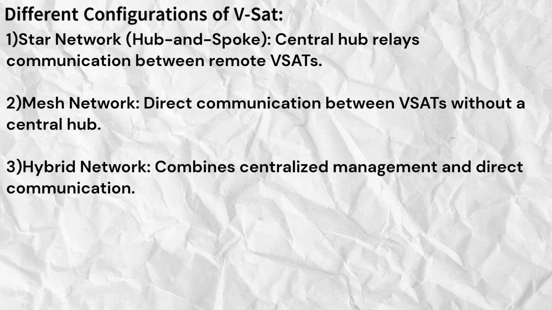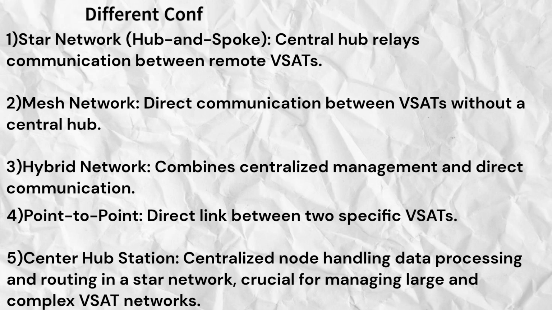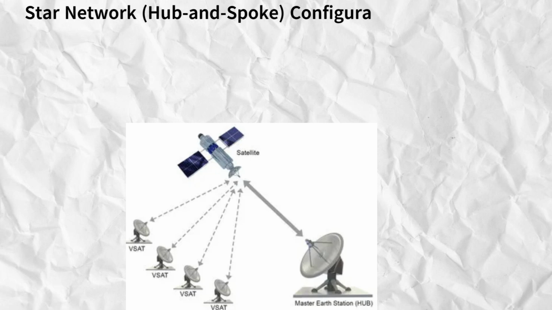What are the different configurations of VSAT? There are 5 main configurations and topologies. Star network, hub-and-spoke: a central hub relays communication between remote VSATs. Mesh network: direct communication between VSATs without a central hub. Hybrid network: combines centralized management and direct communication. Point-to-point: a direct link between two specific VSATs. Central hub station: a centralized node handling data processing and routing in a star network, crucial for managing large and complex VSAT networks.